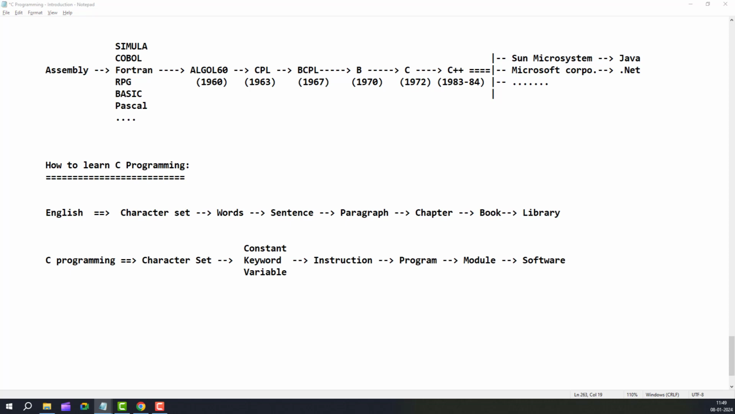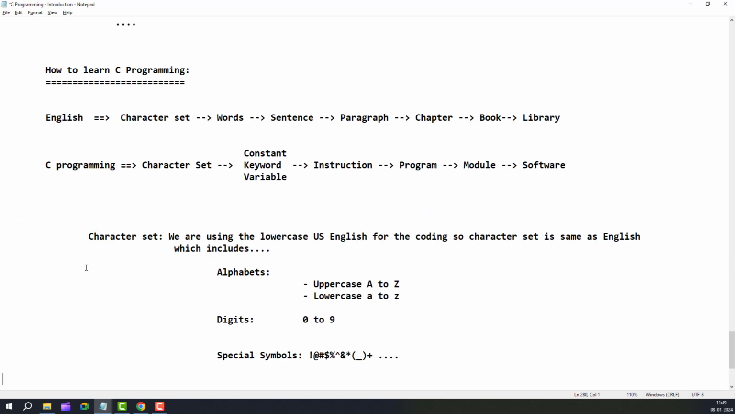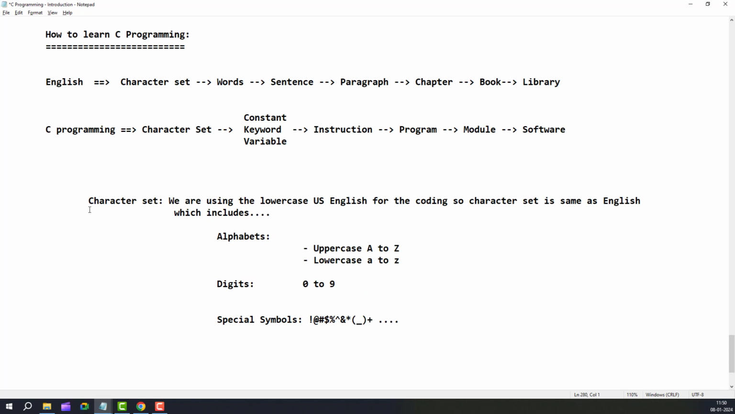So let us start with the character set. Basically, the character set consists of symbols. In C we prefer symbolic communication, and in symbolic communication we use the symbols present in English. English has a character set which includes alphabets, digits and special symbols: uppercase A to Z and lowercase a to z under the alphabets, digits 0 to 9, and the special symbols. This is the character set of C programming.